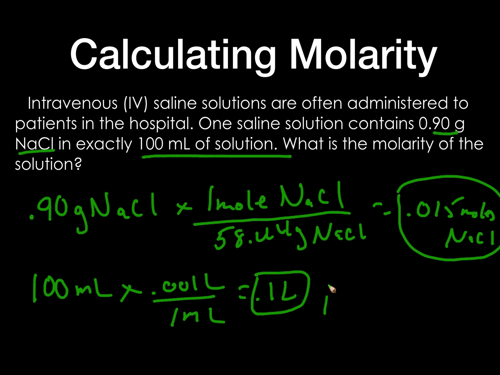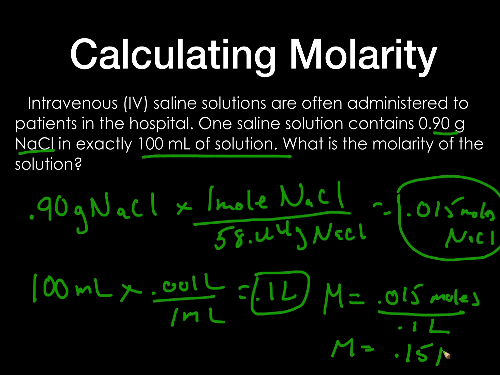So now capital M equals 0.015 moles over 0.1 liters. So I divide the two numbers, and I would get 0.15 capital M for molar.